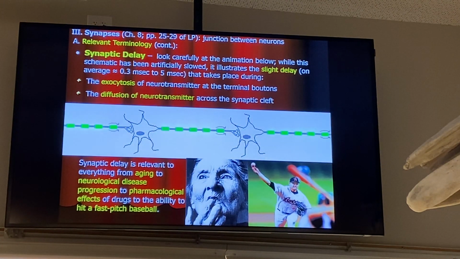This topic is relevant from everything from aging to neurological diseases to various pharmacological effects. Even to the ability to hit a fast pitch baseball. Let's do reaction times, which is one thing we're doing in lab this week. Just as an interesting aside, that's why it shows a picture of Roger Clemens, who threw a fast pitch baseball and cheated with performance enhancing drugs. This bottom sentence really applies to Roger Clemens.